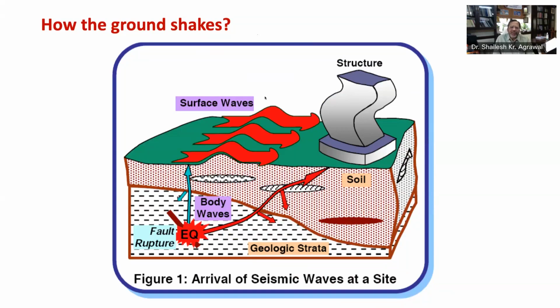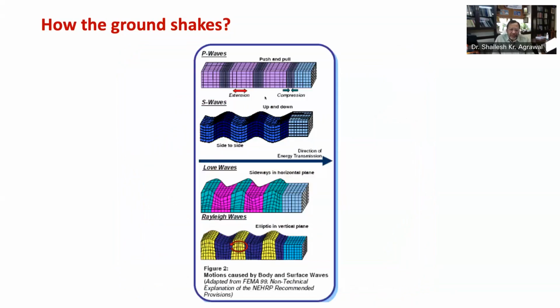When these seismic waves travel through the body of the earth, they are called body waves. And when they come at the surface, they are known as surface waves. Body waves are of two types as shown in this figure: P waves, which is primary waves, and S waves, which is secondary waves. Surface waves consist of love waves and Rayleigh waves. As shown in figure, under P waves, material particles undergo elongation and compression in the direction of energy transmission, whereas under S waves, the material oscillate at right angle to the direction of energy transmission.